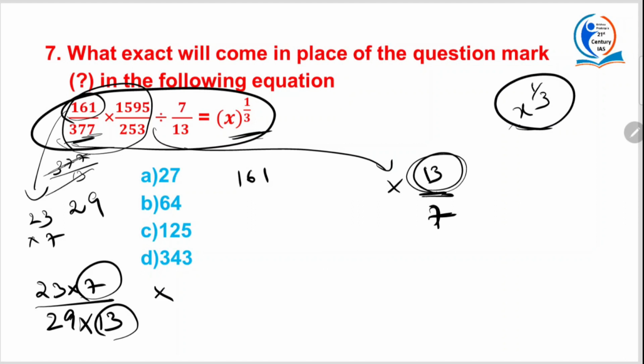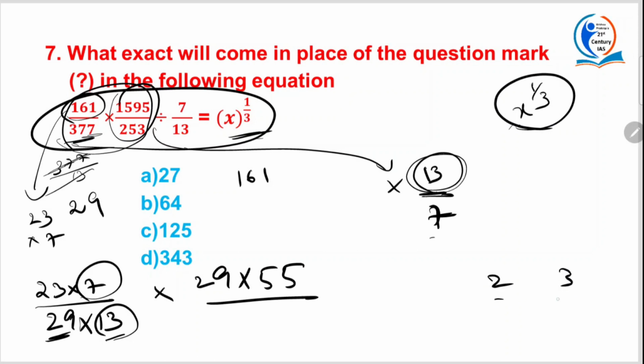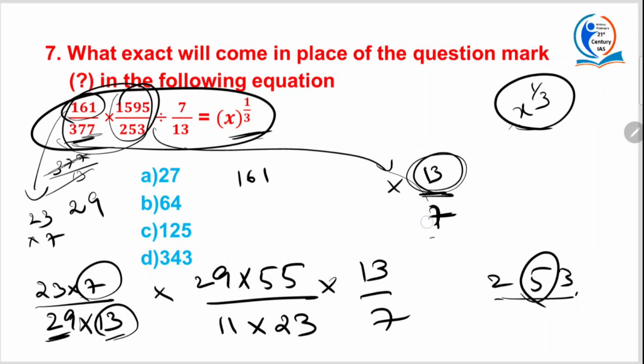Now 13 and 7 here we will cancel. Now how about these numbers? Can they be written in terms of numbers which are there in the denominators? One is 7, one is 29, the other is 13. So 1595 can be written as 29 into 55. And how about 253? See, 2, 3 and the sum of these numbers is in the middle, which means it is a multiple of 11. Okay, so 11 into how much is 253? It is 23. Alright, into 13 by 7, this one, 13 by 7. Now it will be easy for your calculation, okay?